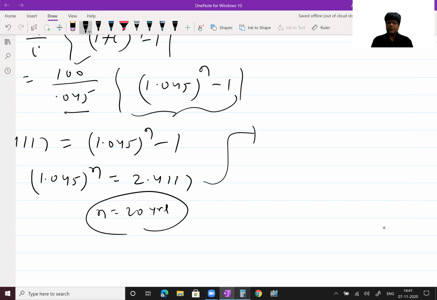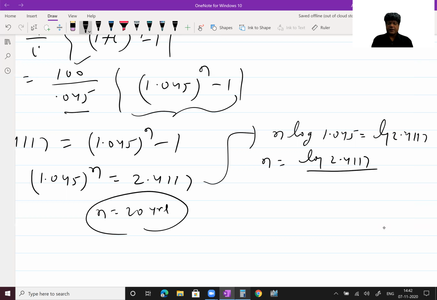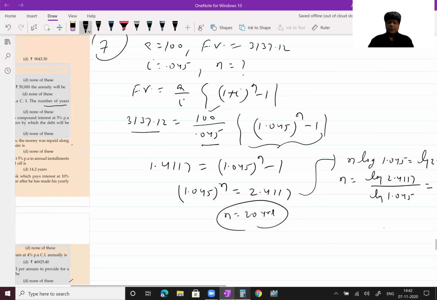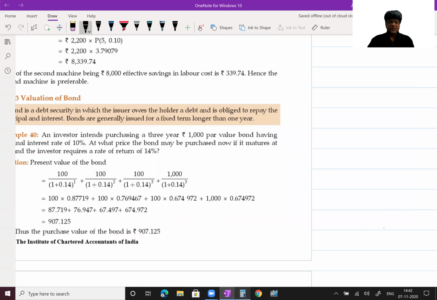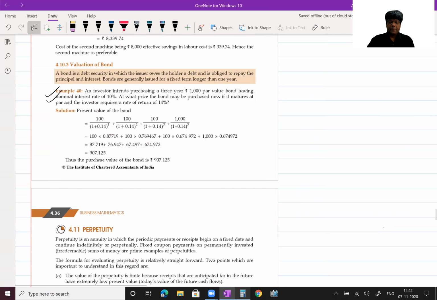And if you want to do it by log, you know what to do. Take log of both sides. So n log 1.045 is equal to log of 2.4117. And then you will have to do log of 2.4117 divided by log of 1.045. Sir, how to calculate this? I have already taught you that, guys. Now I am not going to show that same calculation again, otherwise a lot of time will be wasted here.